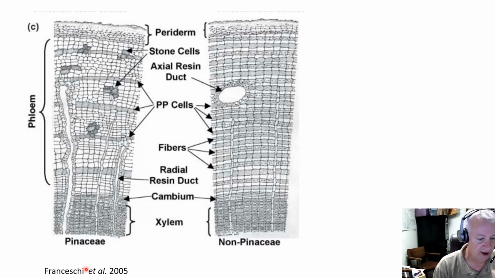Another important structure are lignified sclerenchyma cells. They're also sometimes called stone cells. So these cells exist in the secondary phloem, and these are basically heavily lignified cells. They're heavily lignified, so they're tough, so they provide some toughness to the secondary phloem, and they're also not easily digestible. So those lignified sclerenchyma cells or stone cells are an important element that sort of toughens up that secondary phloem.